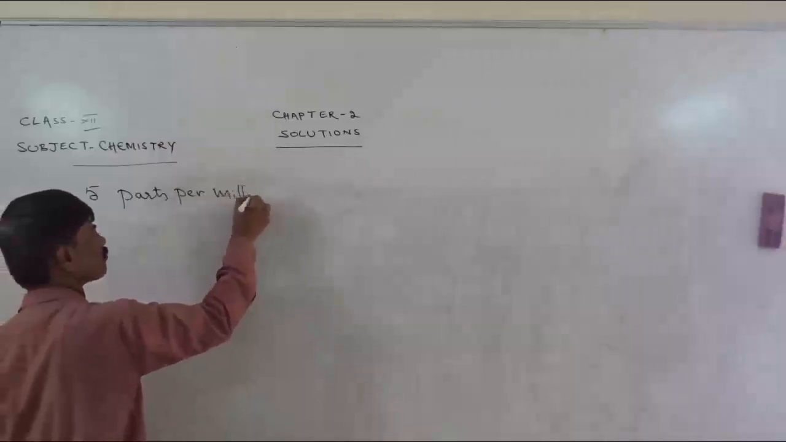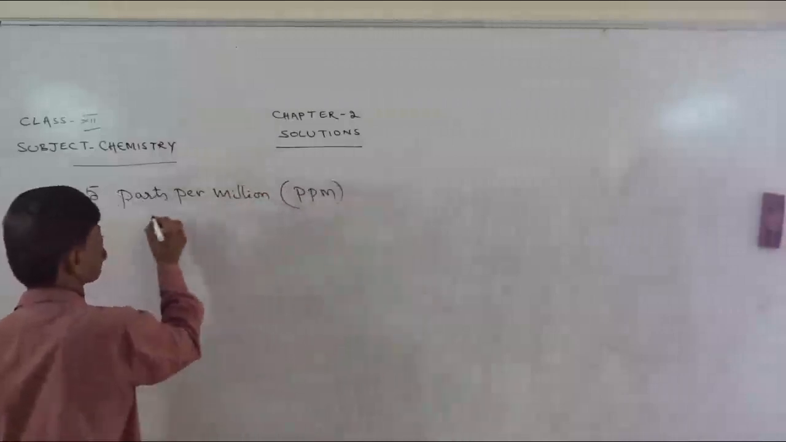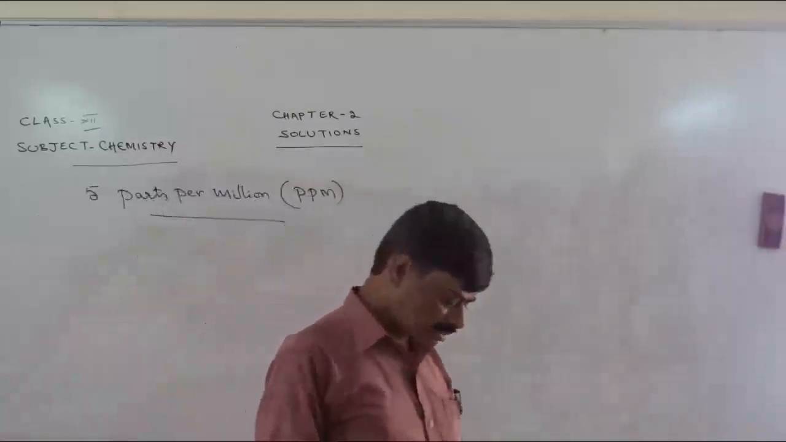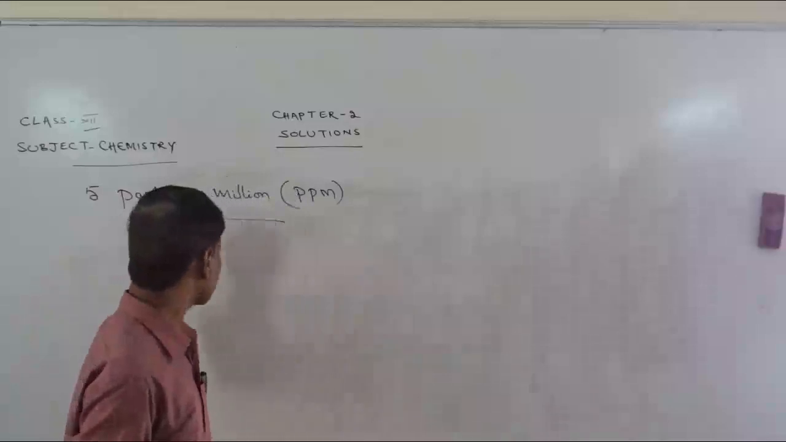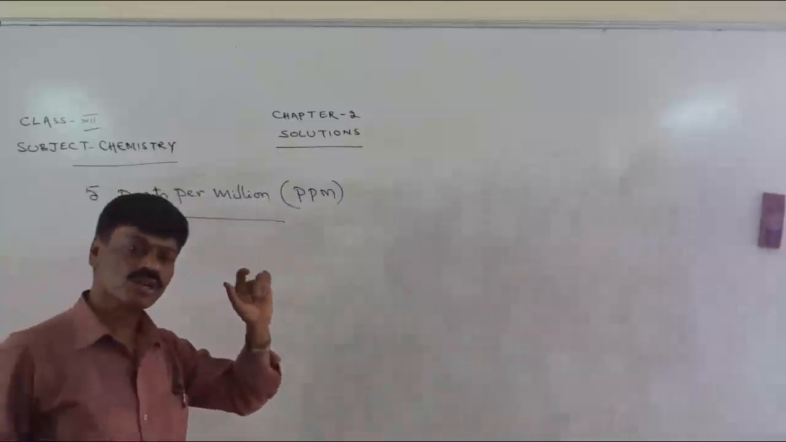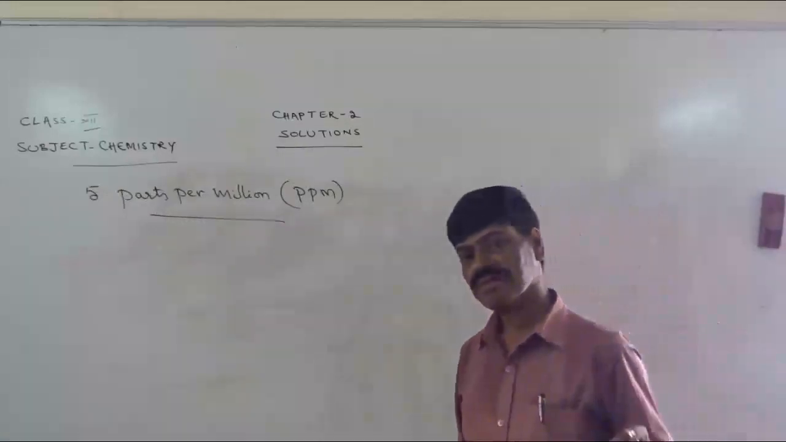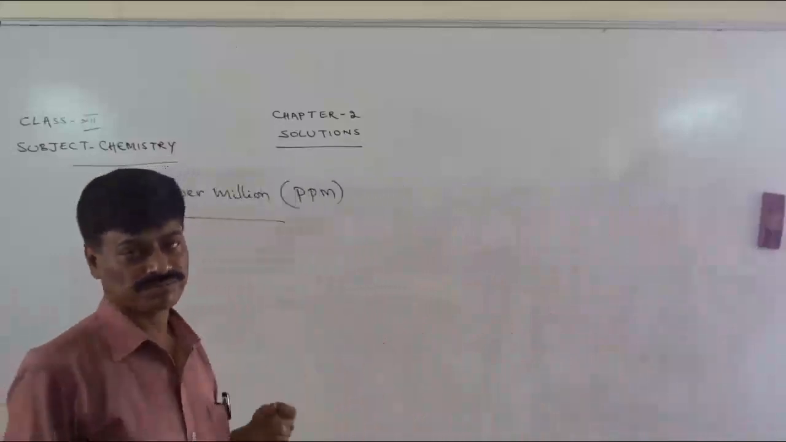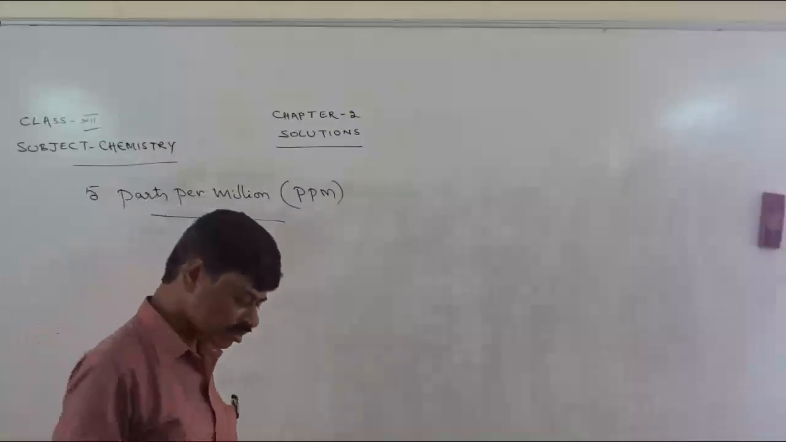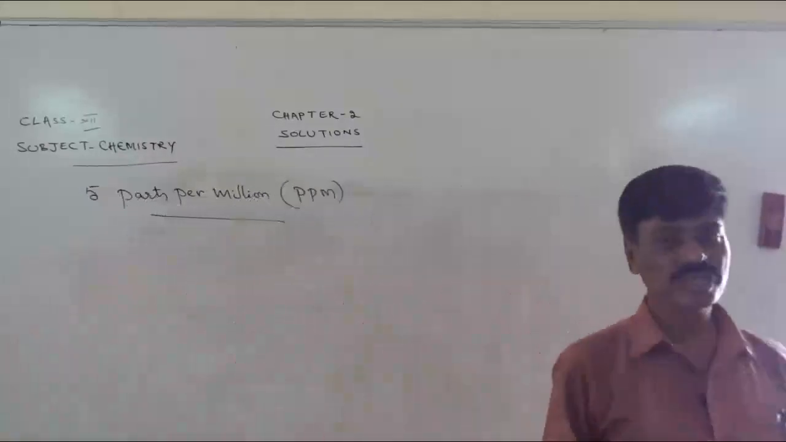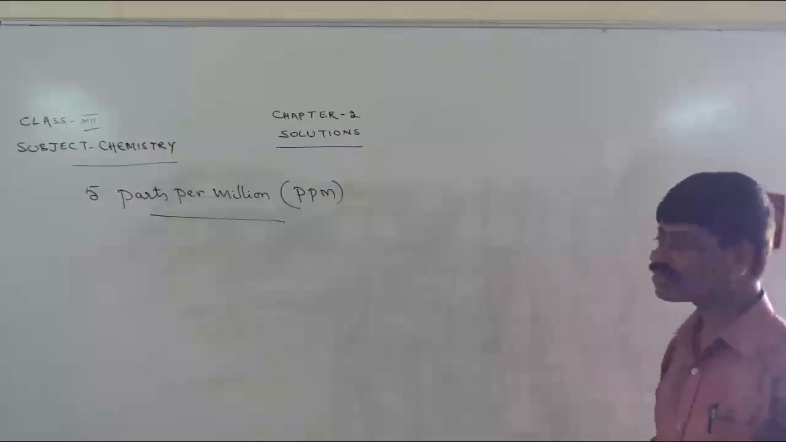Now we will move to the other technique, that is parts per million. It is also called ppm. Now let us see what is meant by this technique and where it is used. Parts per million means parts of solute dissolved in a million parts of the solution. The first part refers to the solute of the binary solution, and million refers to the sum of the parts of solute and solvent, that is, the solution.